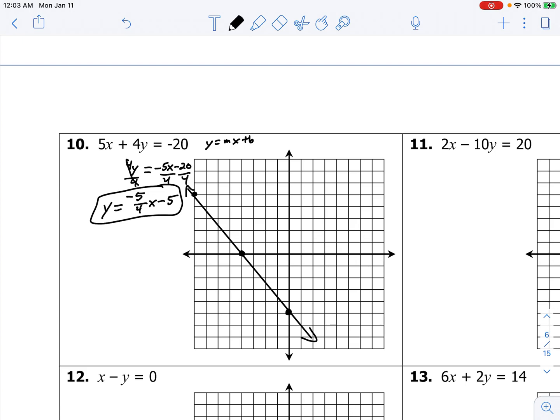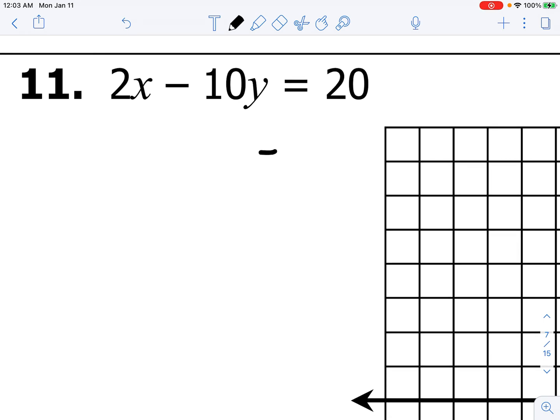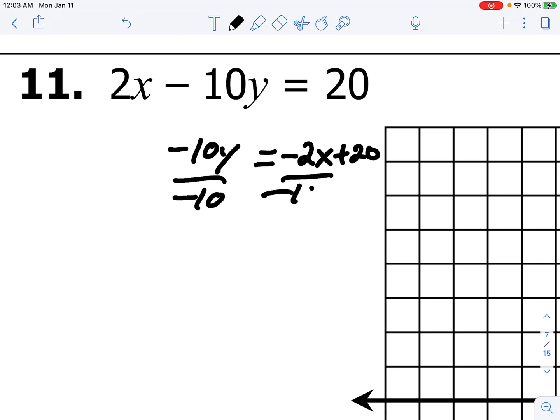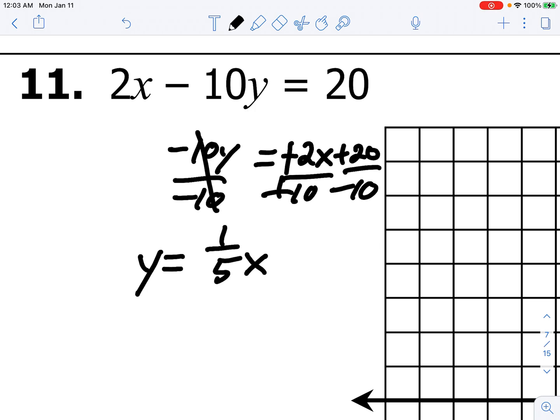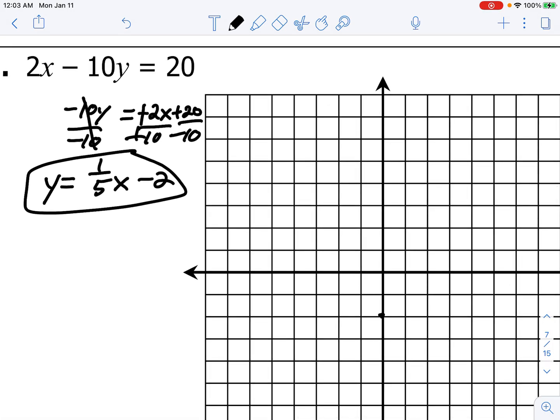All right. Number 11. So we need to put the equation into y equals mx plus b. Step 1, take the x, move it to the other side, and change the sign. Step number 2, drop the y down, drop the number down. Step number 3, divide across. So we get y equals negative over negative is a positive. 2 over 10 reduces to 1 over 5. And then 20 divided by -10 is -2. So there's our equation.